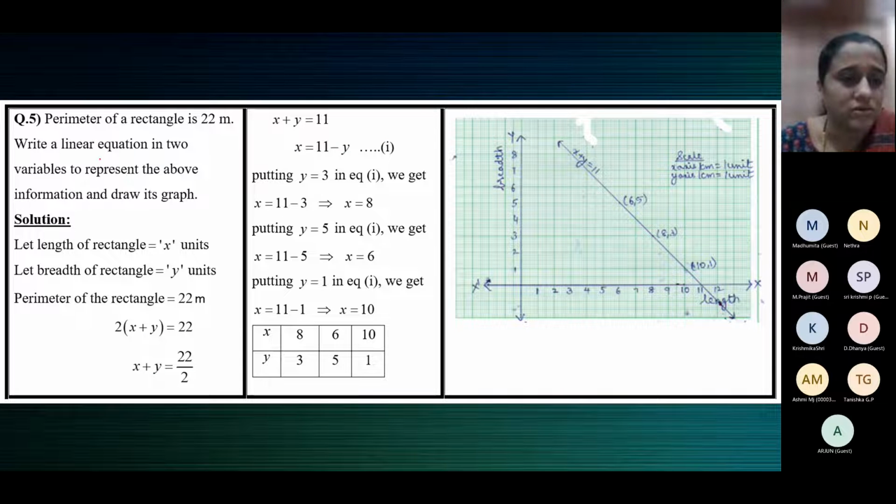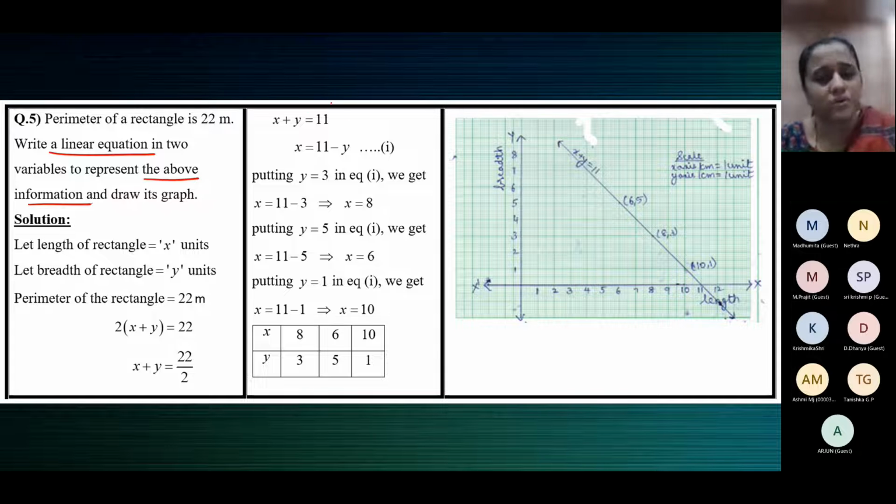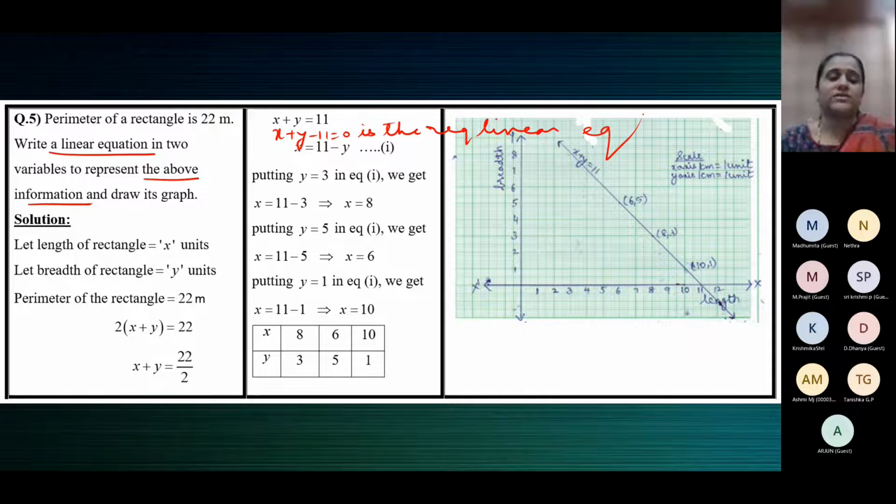Okay, because they've asked, write a linear equation to represent the above information. This is enough, but you can also write that x plus y minus 11 is equal to 0 is the required linear equation. Okay, you can write that.